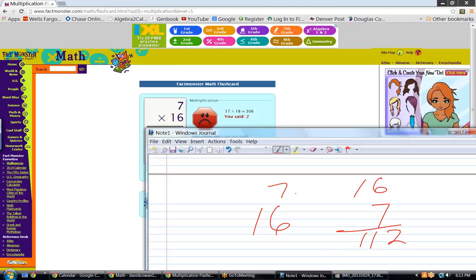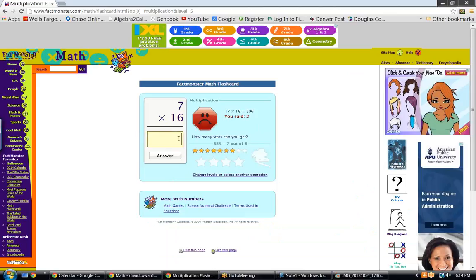So when I'm doing 7 times 16, I'm going to switch it in my head to that. But really what I'm going to do is I'm going to do 7 times the 1, that's 70. 7 times 6 is 42, so I'm going to add 70 and 42. What's that? 112. Good.